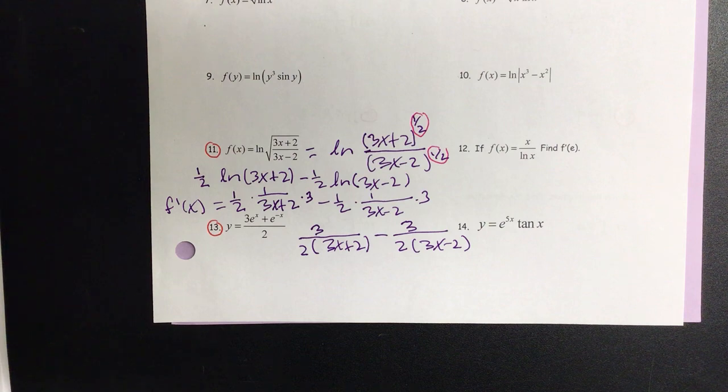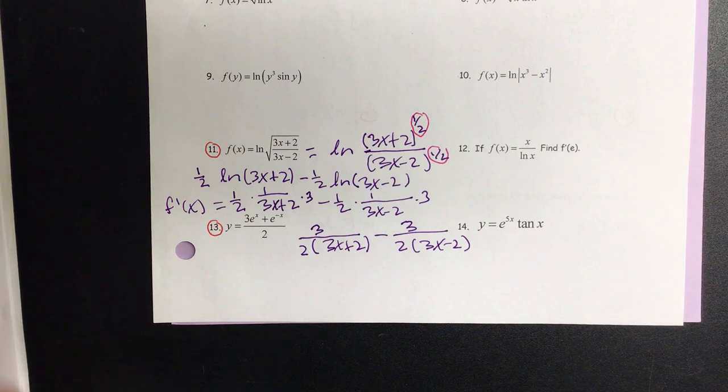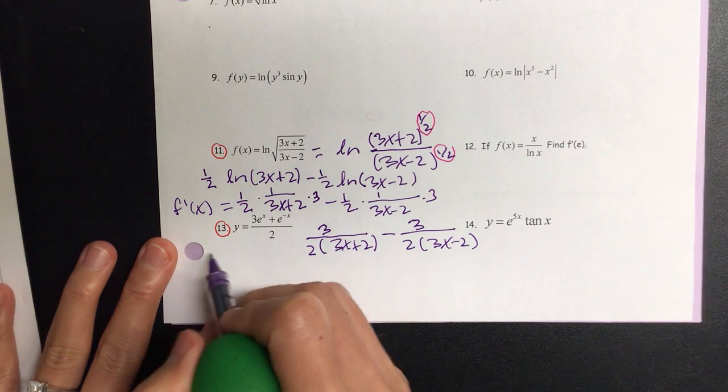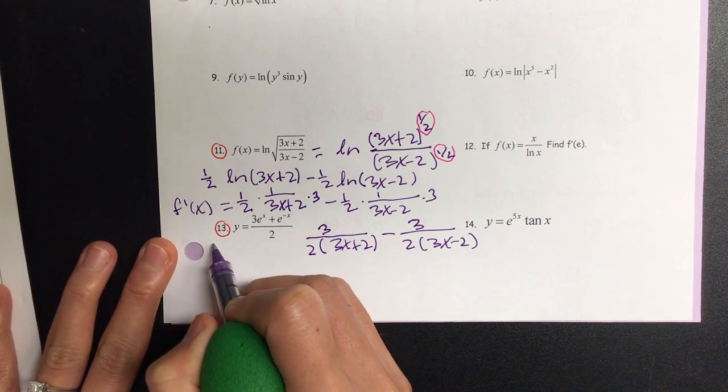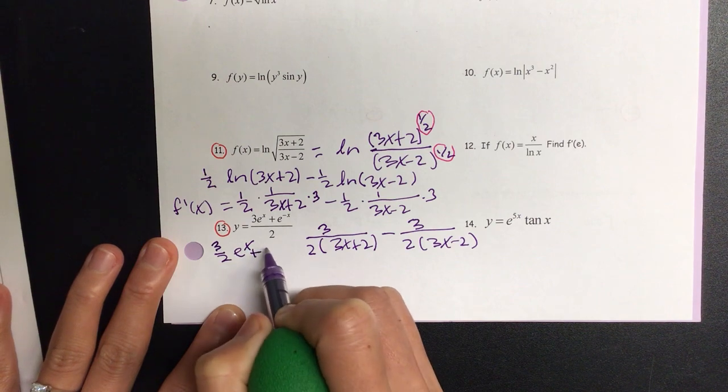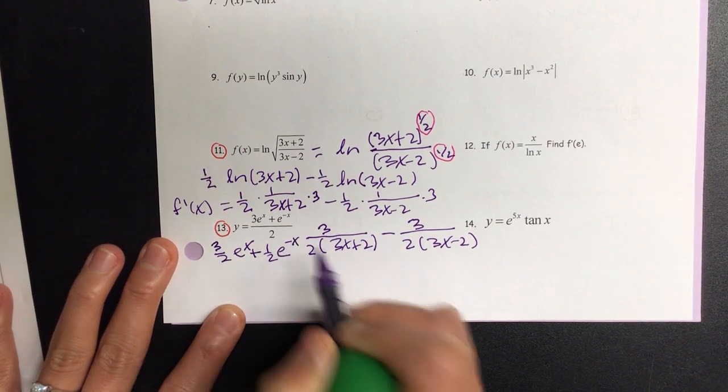All right, number 13. On number 13, let's go ahead and rewrite this as just 2 components, not all divided by 2. So let's pull this one out. Oh, I don't have enough room. Okay, let's write out 3 over 2 e to the x, and then we have plus 1 over 2 e to the negative x.